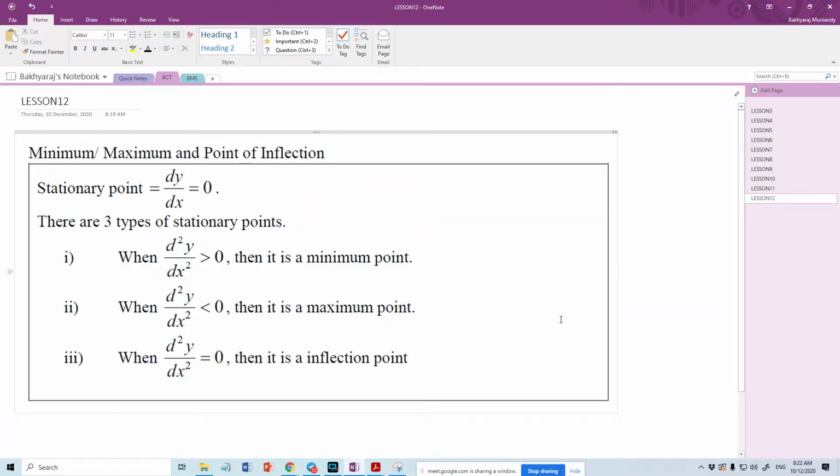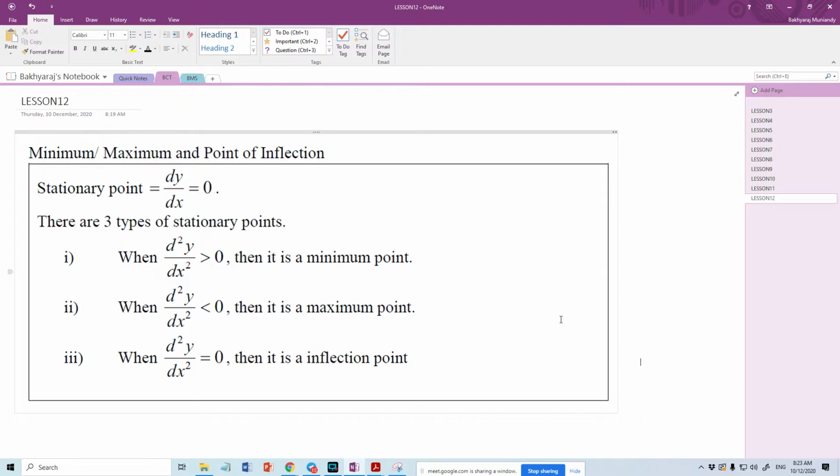Okay, good morning everyone. So the topic today is minimum, maximum and point of inflection. This is the topic that I'm going to discuss for the entire 2 hours. If possible, make it as long as possible.